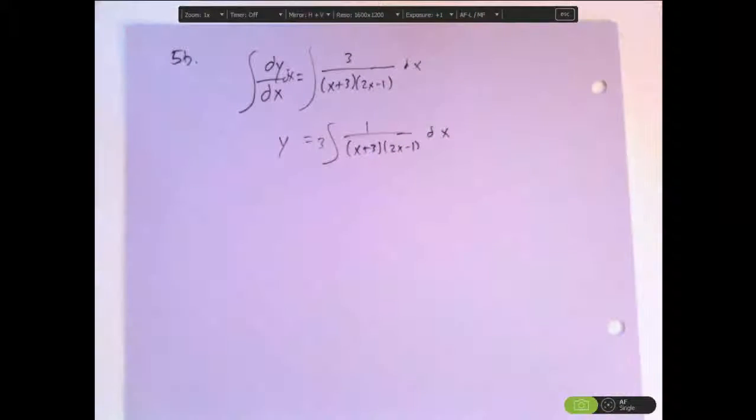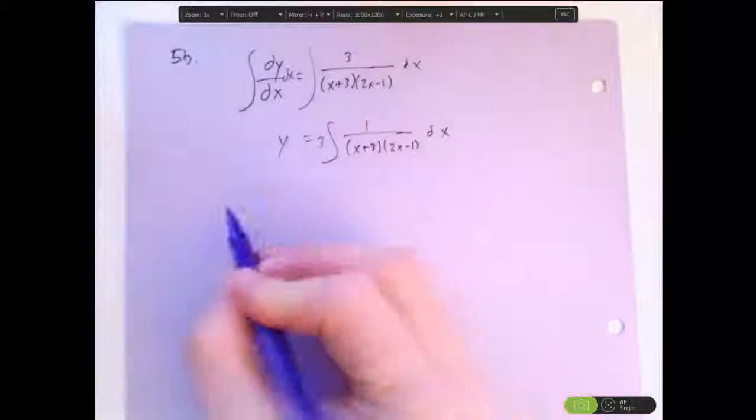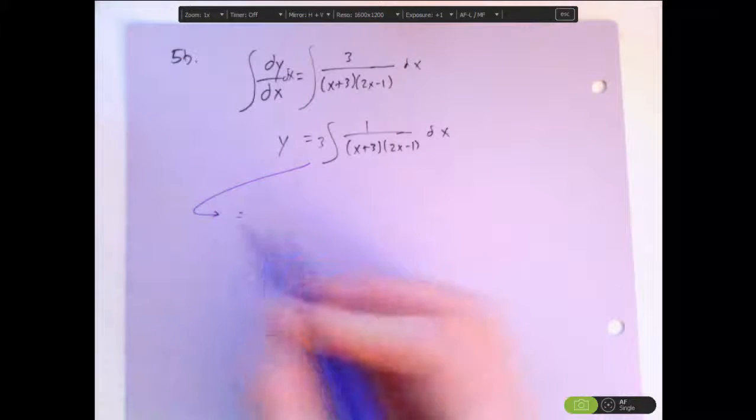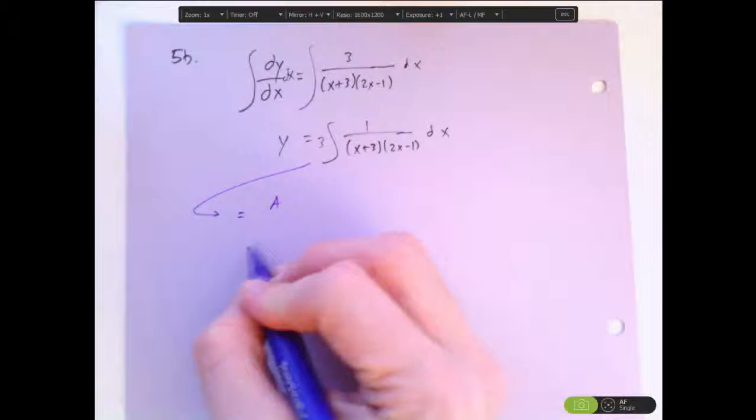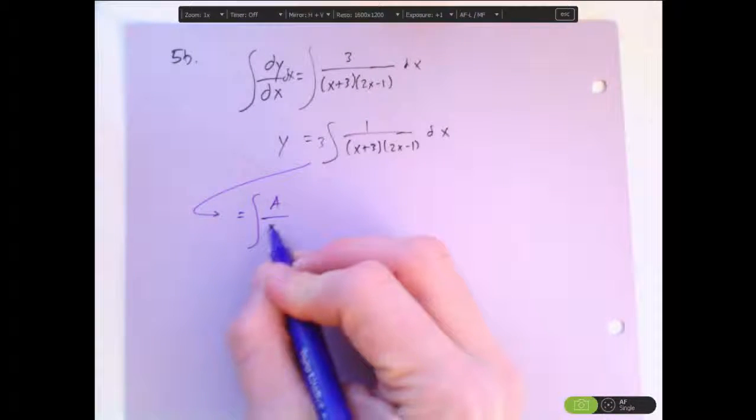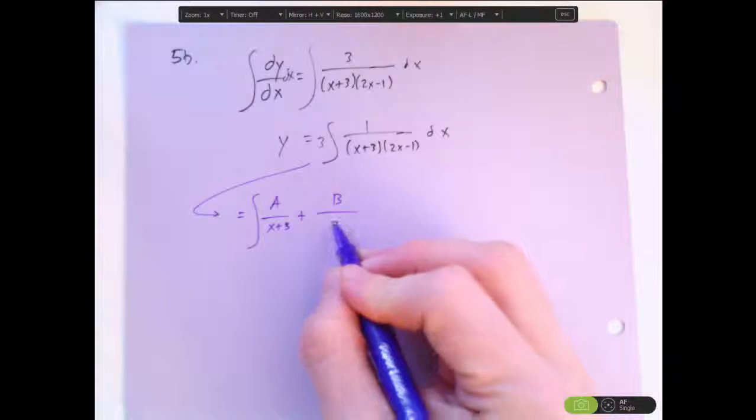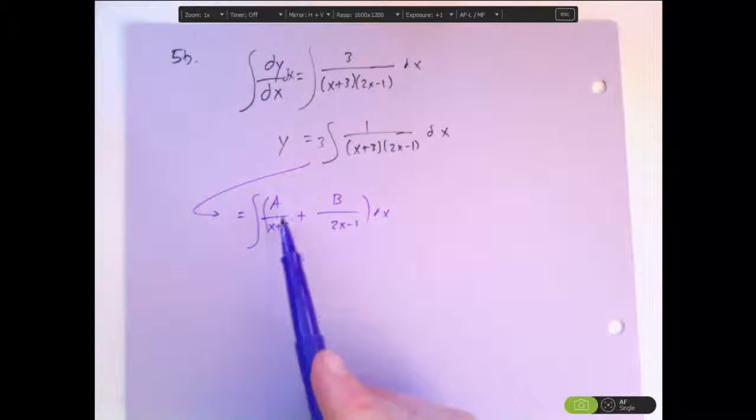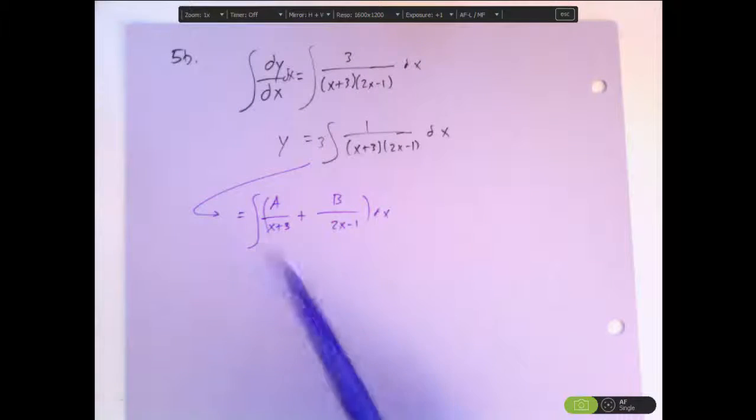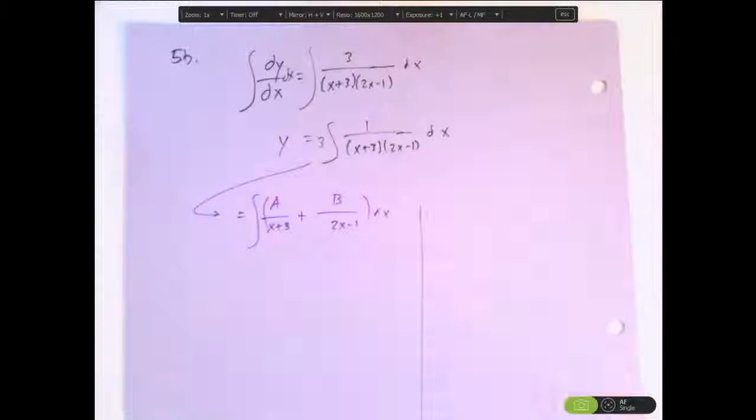So if you remember, the idea here was we wanted to be able to rewrite this in a different form that's going to be easier to solve. So I want to rewrite this in the form of the integral of a over x plus 3 plus the integral of b over 2x minus 1. So I have to figure out what are the constants a and b that will make this expression equivalent to my original expression. So I'm going to do that off to the right here.